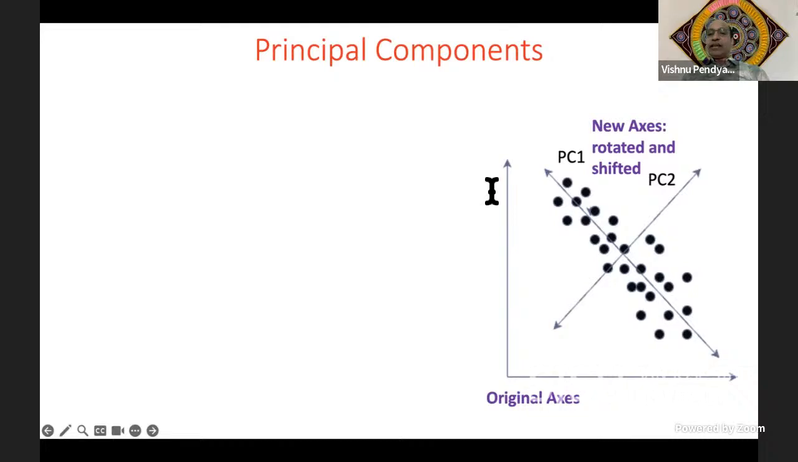Now, this is just a two-dimensional case. In 2 dimensions, principal component 1 captures the most variance, and principal component 2 captures the remaining variance. But how about n dimensions? If there are not just 2, but n number of dimensions, we are essentially inventing new axes.